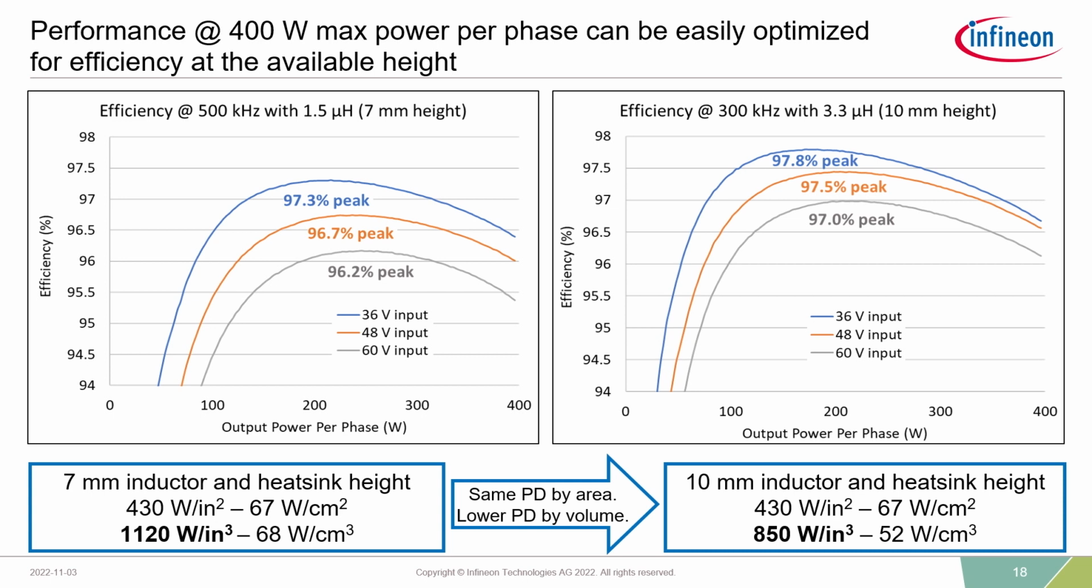Now this keeps the same area power density of 430 watts per square inch, but a lower volumetric power density of 850 watts per cubic inch. So it's not perfect for every application, but for servers, this really is not much of a compromise at all if you have the 10 millimeter height available. And as a bonus here, you get about 1% peak efficiency improvement by re-optimizing for a slightly higher volume.